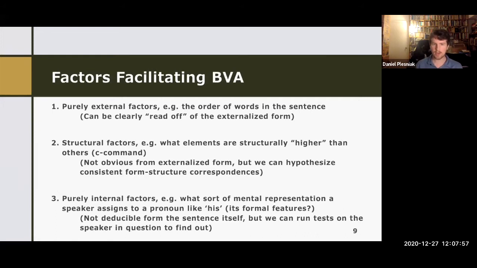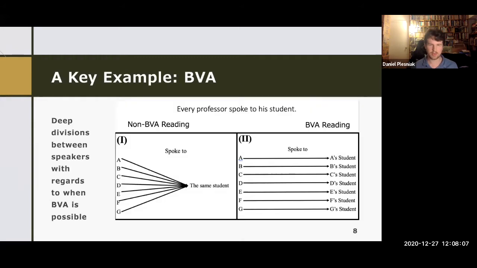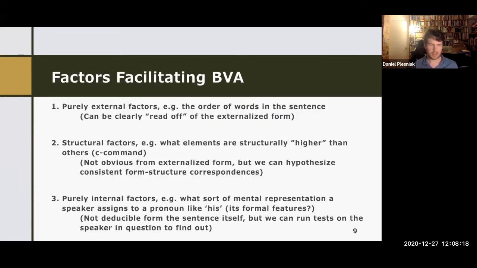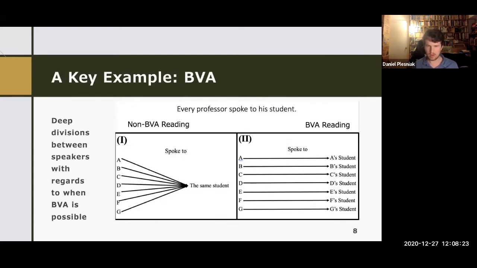The third type of factor is a probably quite non-homogeneous set of factors, which I'm calling here purely internal. So things like, what sort of mental representation does a person assign to the word "his"? What kind of context do they imagine things happening in? A lot of things like that. What's their world knowledge state, their emotional state? These are things that we can never hope to read off of the sentence itself. We could never know beforehand what a person's life experience with the word "every" is.